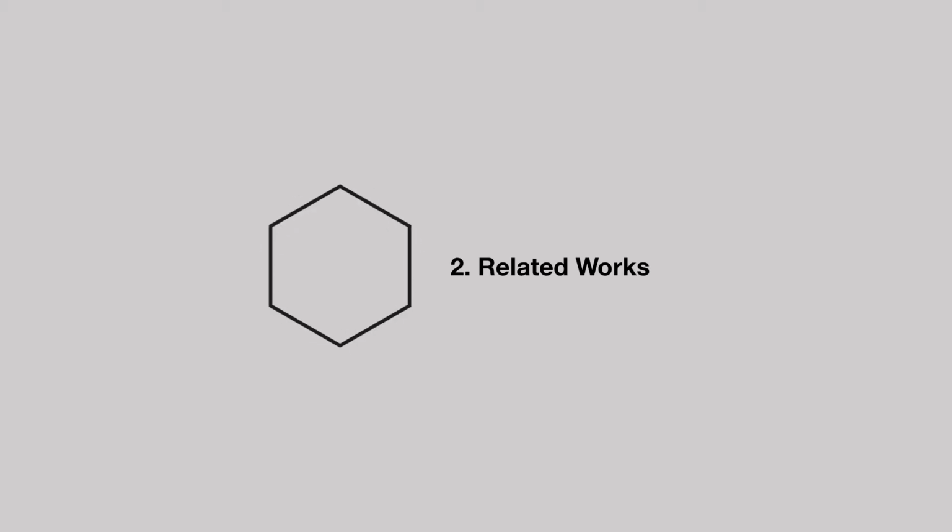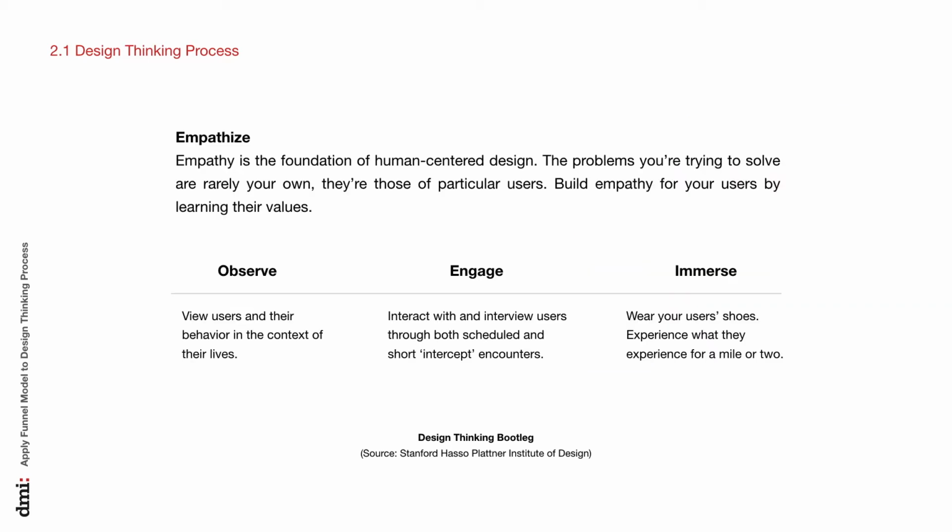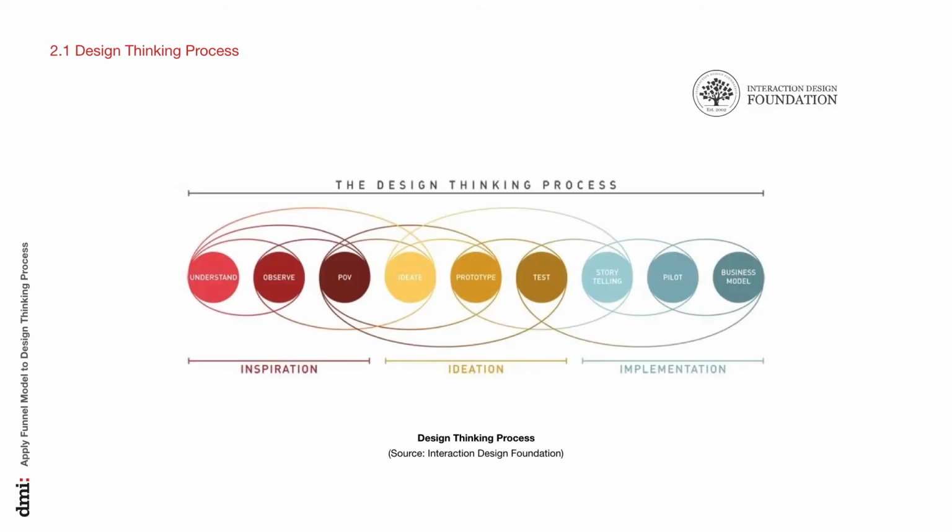Let's move on to Chapter 2, Related Works. Let's discuss design thinking process first. The framework is from the D-School. 6 interconnected hexagons, empathize, define, ideate, prototype, test, and assess, represent the interaction of the design process. Especially in the first hexagon, empathize, they categorize into 3 sections: observe, engage, and immerse, which heavily touch on user engagement in the design process.